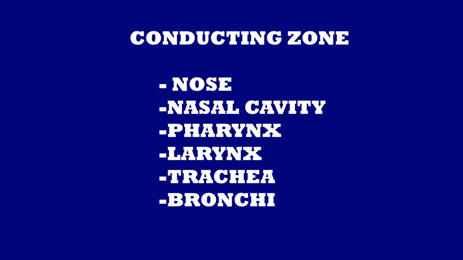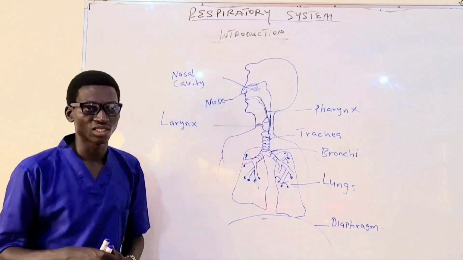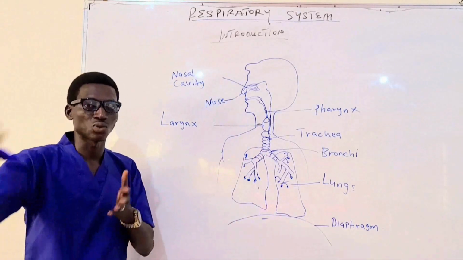The reason is because it serves as a passage of air from the atmosphere into the lungs and from the lungs to the atmosphere. That is why it's called the conducting zone.